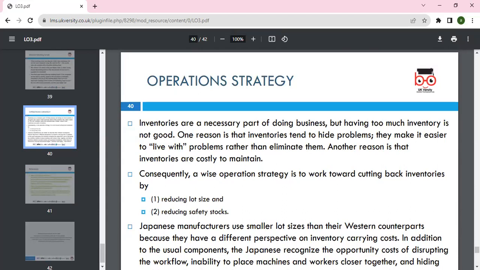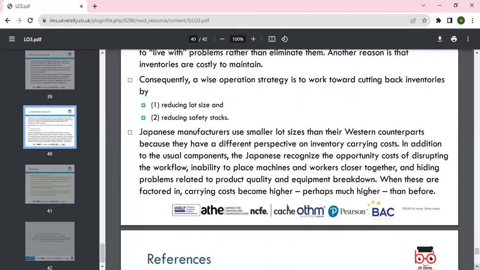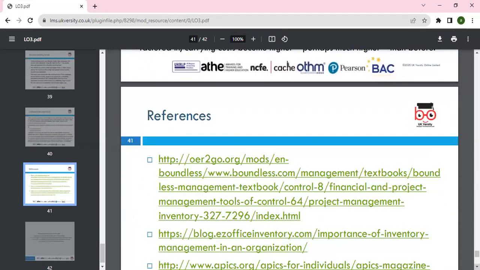Then the operational strategy: you need to make inventories part of doing business. There is a true link between demand, supply, and stock, so reduce the lot size and reduce the safety stock. The Japanese approach is to only buy when you need it, so JIT is becoming very, very popular. So you have less opportunity cost, and if you have too much money tied up, it is a high opportunity cost.